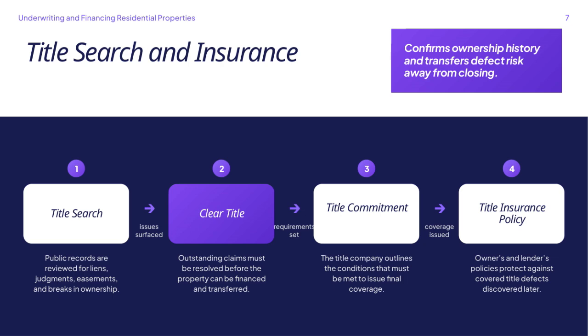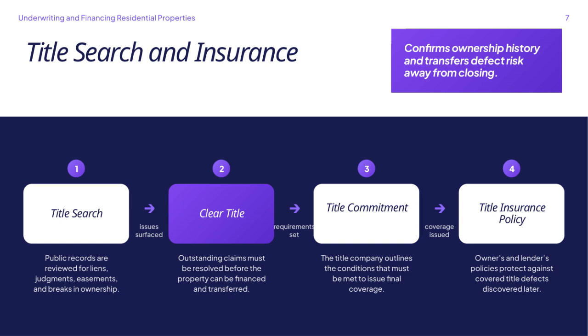Next, once any outstanding claims or problems are identified, they must be resolved before the property can be financed and legally transferred. This ensures the title is clear and free from encumbrances that might cause trouble down the line. Following that, the title company issues a title commitment, which lays out the specific conditions that must be met to provide final insurance coverage.